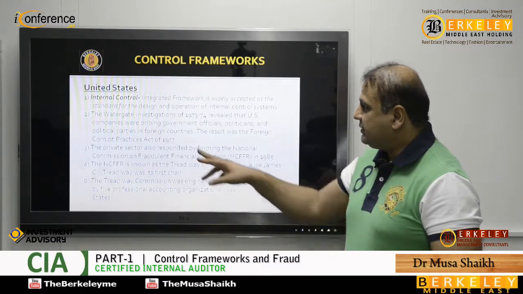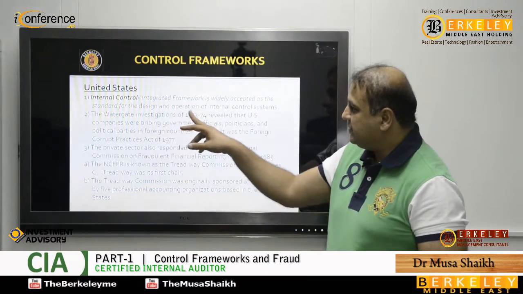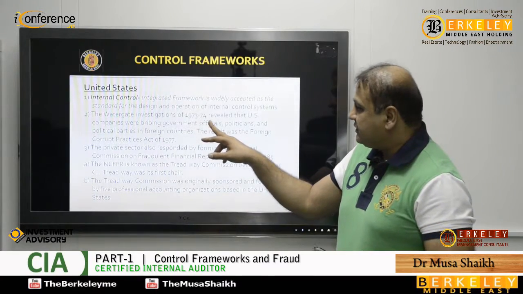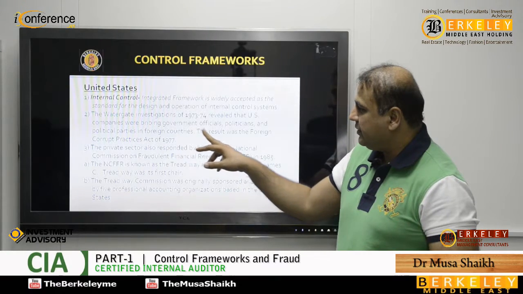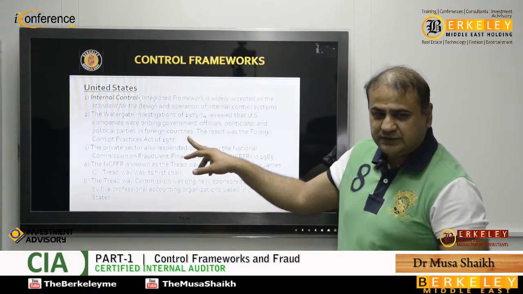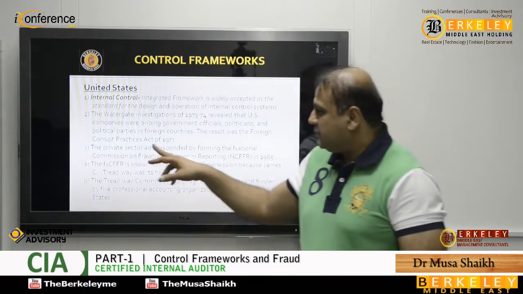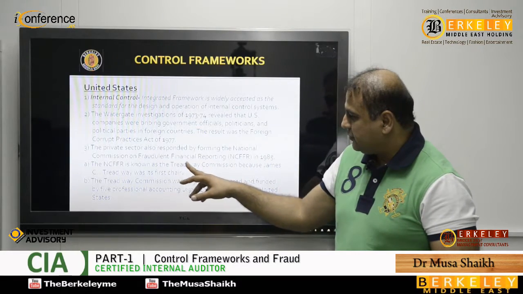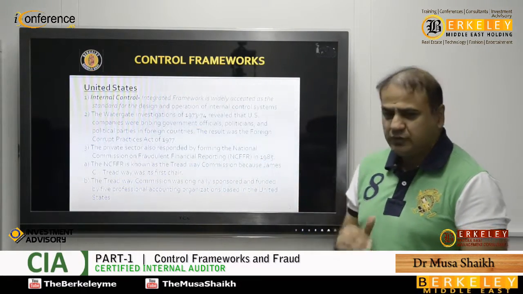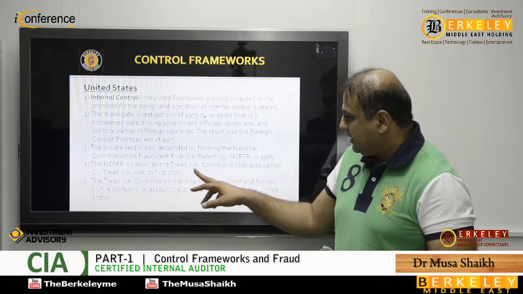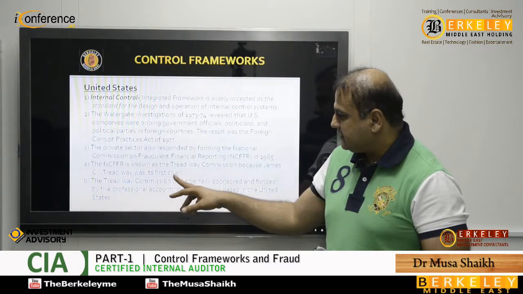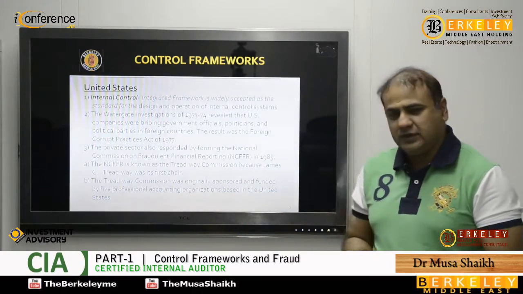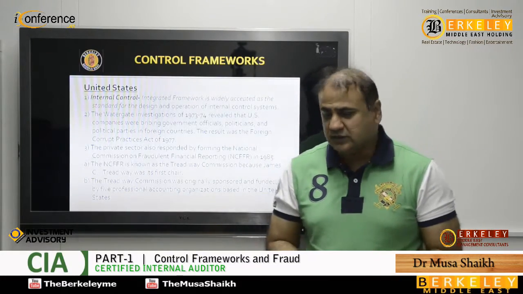So we have one framework, the integrated framework, widely accepted as the standard for design and operation of internal control systems. This came from the Watergate investigation of 1973-4, which revealed that US companies were bribing government officials, politicians and political parties in foreign countries. This we discussed. The result was the Foreign Corrupt Practices Act of 1977. The private sector also responded by forming the National Commission on Fraudulent Financial Reporting in 1985, known as the Treadway Commission because James Treadway was its first chair. It was originally sponsored and funded by five professional accounting organizations based in the US in order to arrange a framework for control.